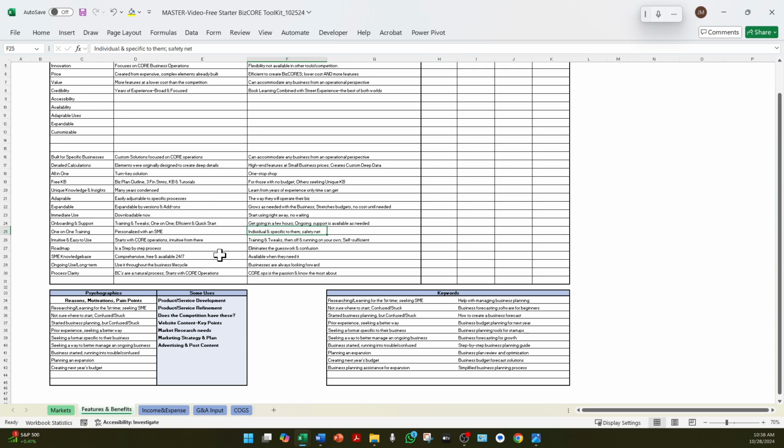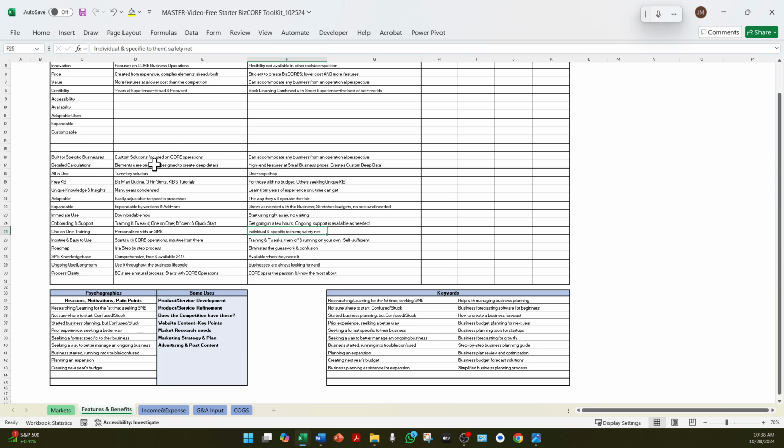Now you want to create as many details as you can, because this is where you're going to use this in many different areas, such as your product and service development, your product and service refinement. You're going to go back and forth through this process. You're going to do some market research and see if your competition has these, or find out what they have that you don't have and add them to this list.